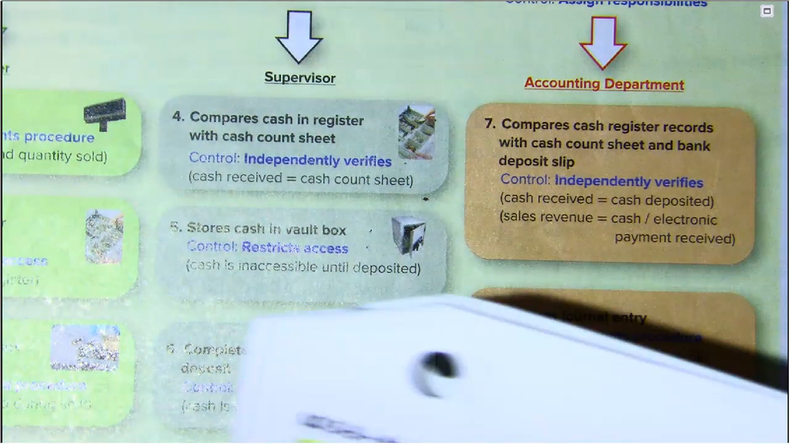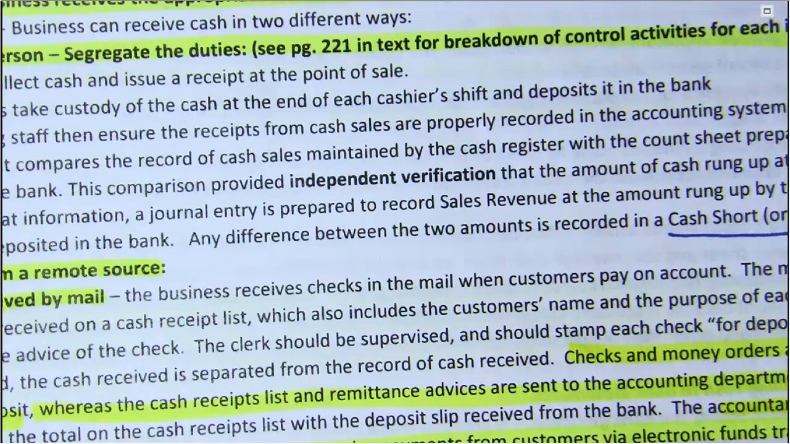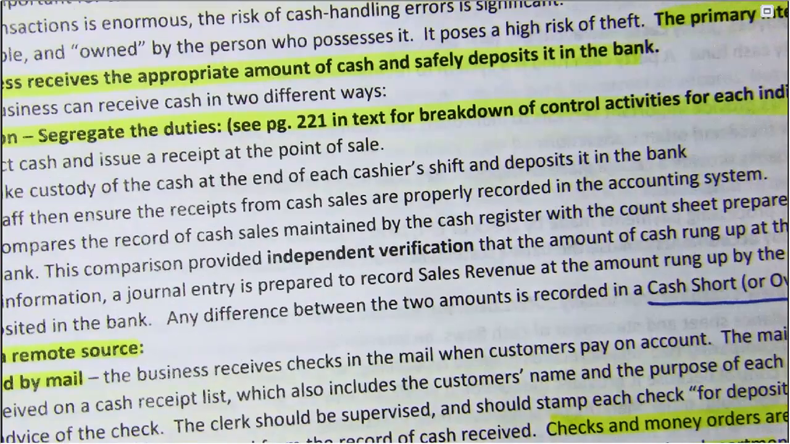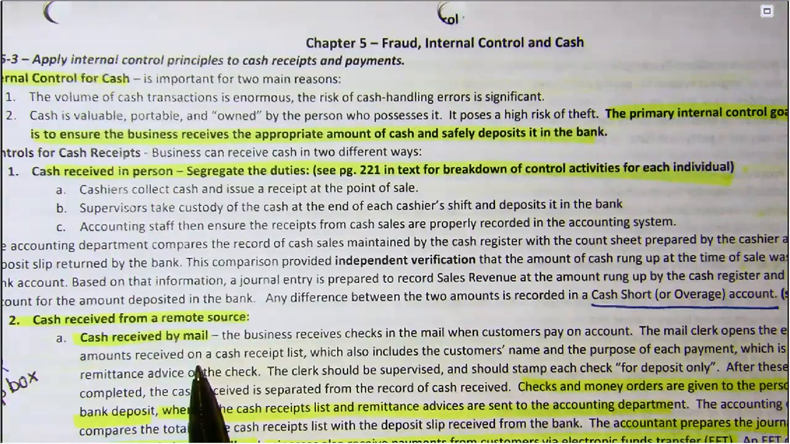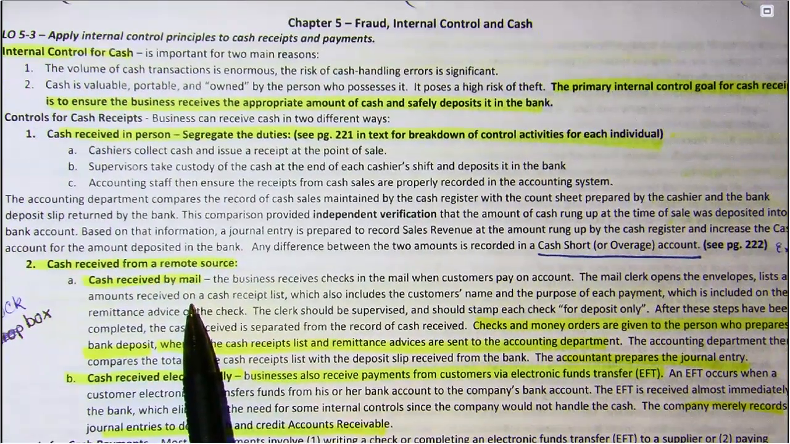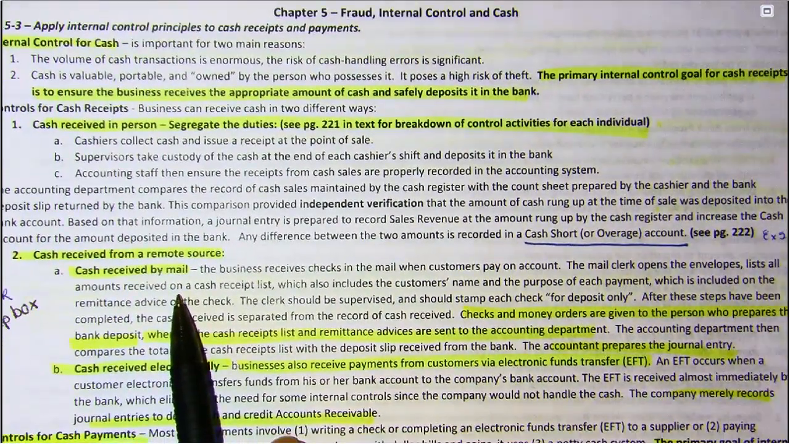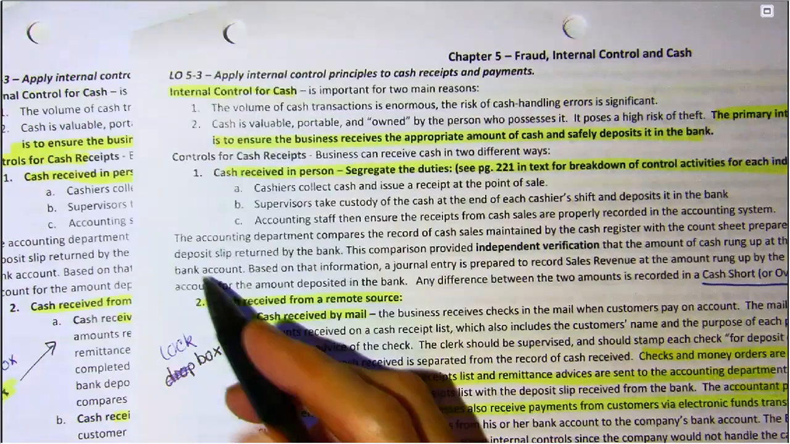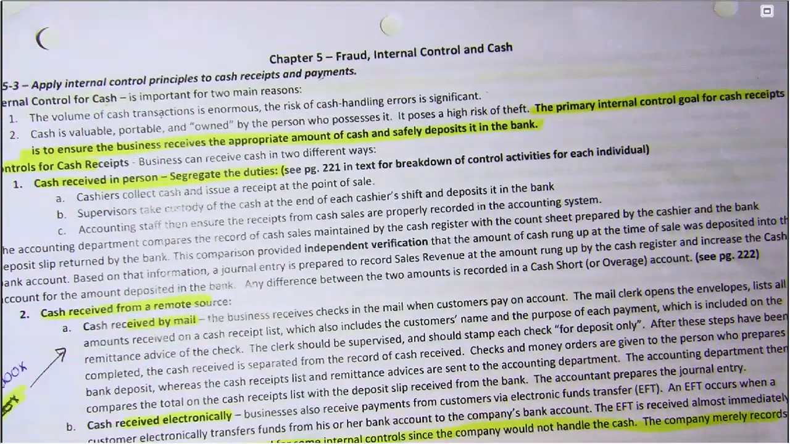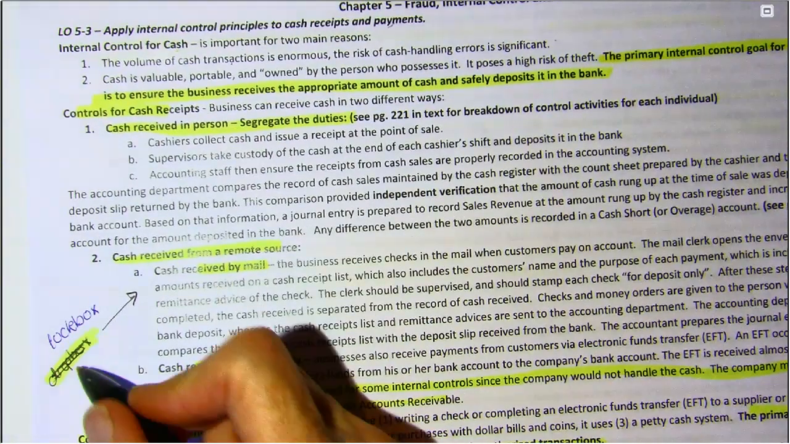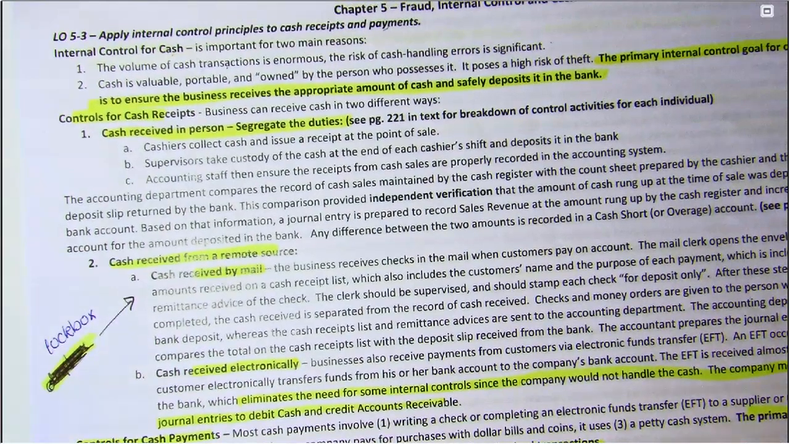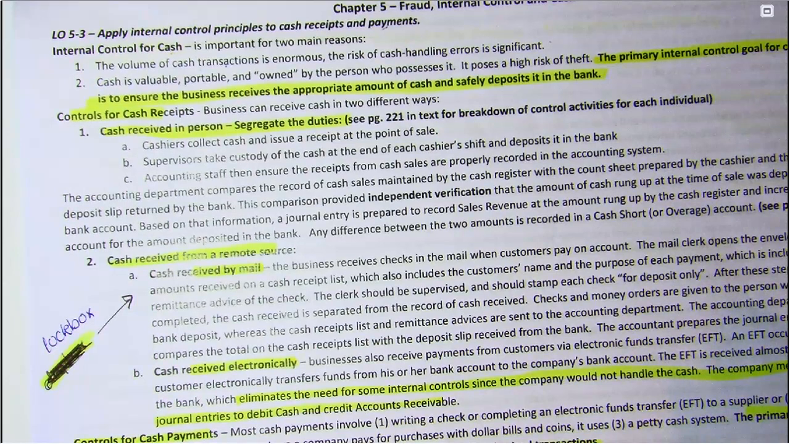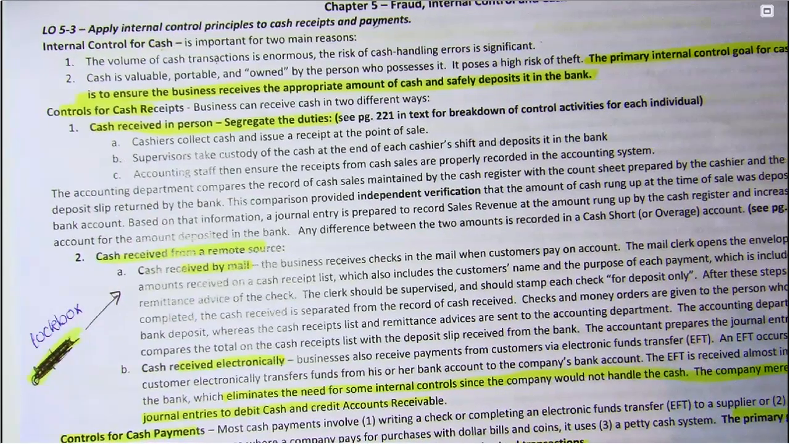Now what about cash received by mail? Let's zoom out a little bit now. Okay, the safest way to handle cash received by mail is through a lockbox. And a lockbox is simply a post office box that's owned by the bank, and checks go immediately into that lockbox, and the bank puts them right into your account.